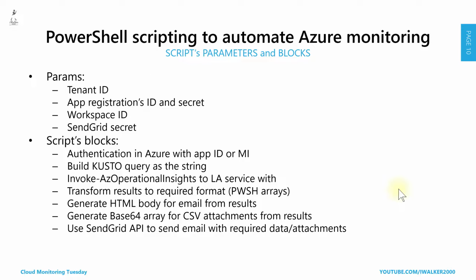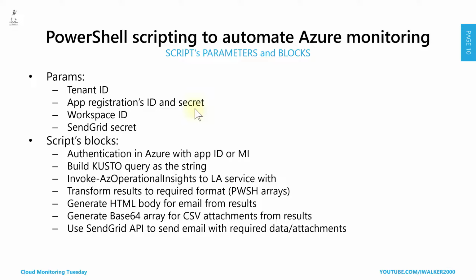From the PowerShell scripting perspective, what parameters we need to send and what blocks the script will have. For the parameters, it's most important to understand that we will need the tenant ID, the application registration ID and the secret for this application registration. It could be stored inside, for example, a key vault if required, or it could be stored in code or sent as a parameter.